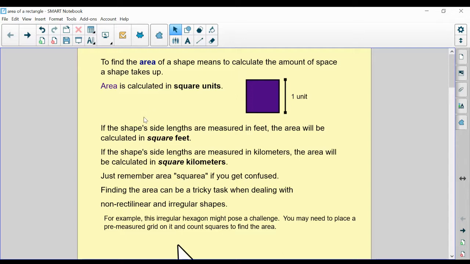If the shape's side lengths are measured in feet, the area will be calculated in square feet. If the shape's side lengths are measured in kilometers, the area will be calculated in square kilometers. Just remember "area" is "square-a" if you get confused.